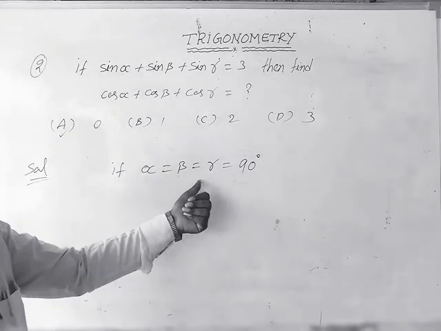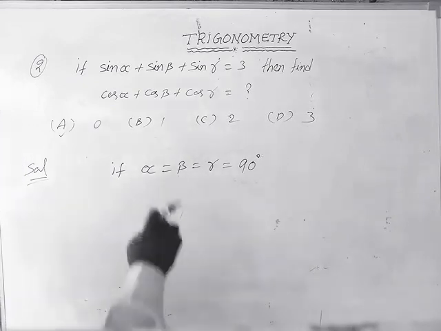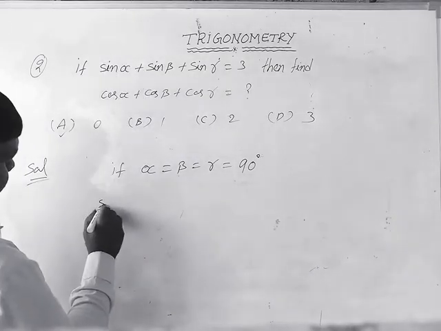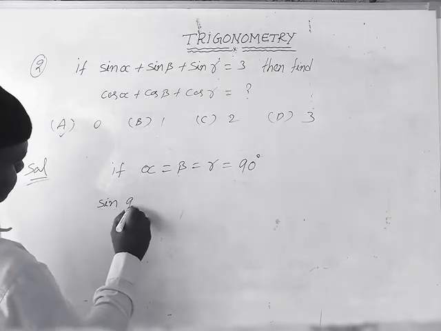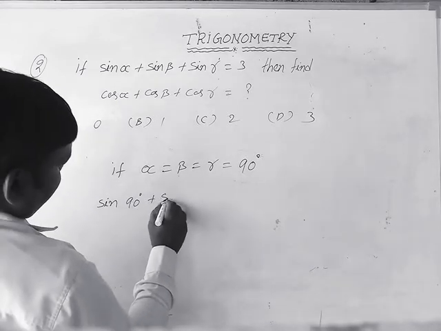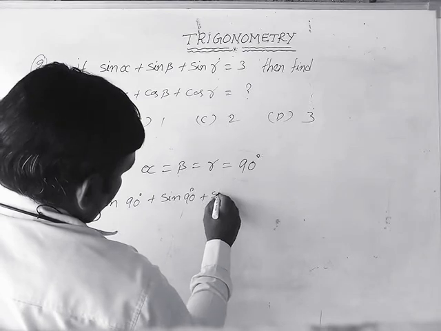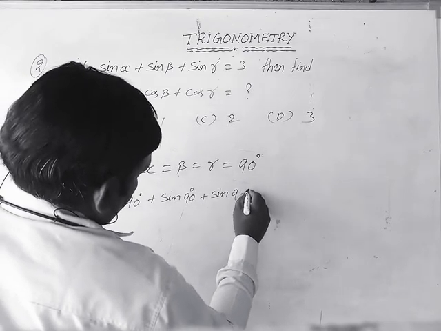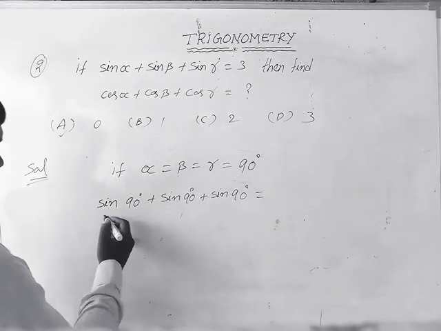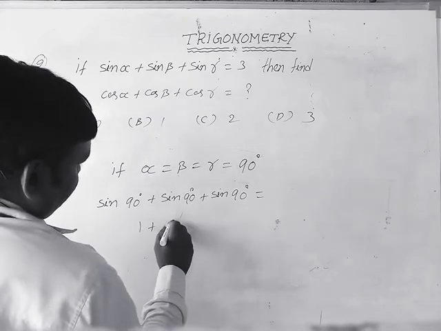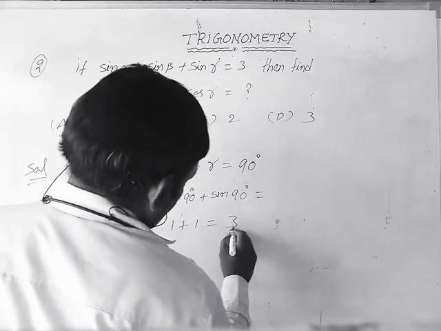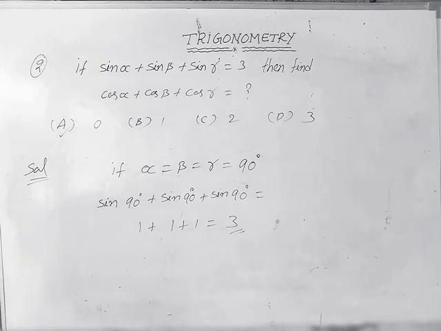If alpha is equal to beta is equal to gamma is 90 degrees, then we can apply here sin 90 degrees plus sin 90 degrees plus sin 90 degrees. This is equal to 1 plus 1 plus 1. This is equal to 3.